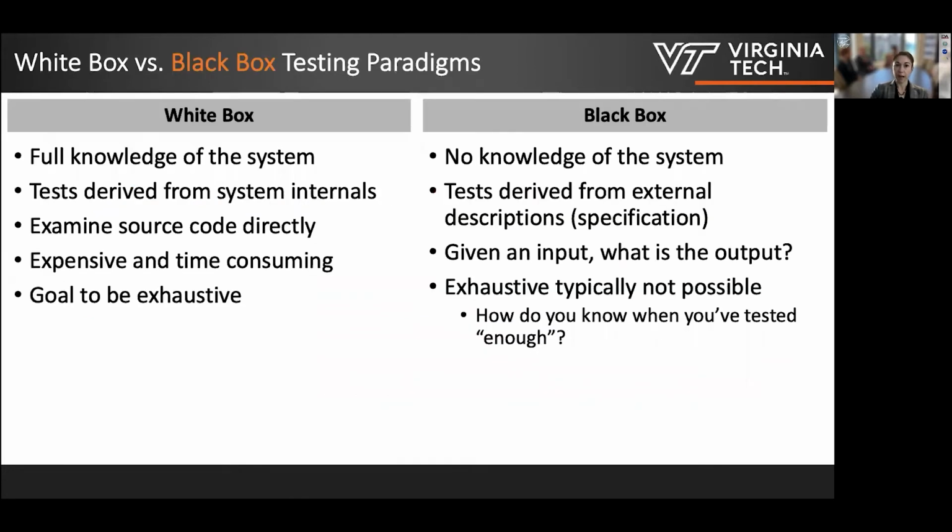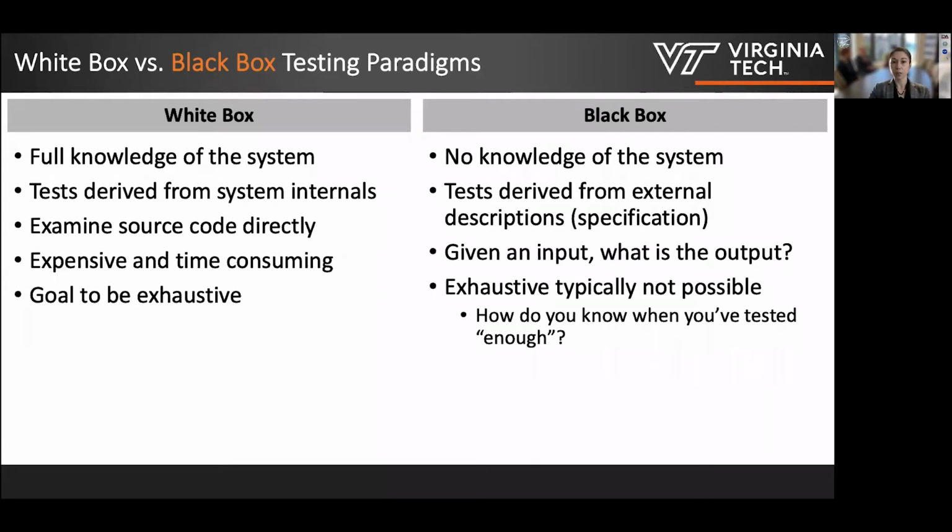We also have black box and white box testing paradigms. So white box is testing where we have full knowledge of the system. And so tests are derived from the system internals. We can examine the source code directly. But this tends to be expensive and time consuming. Its goal is to be exhaustive. We're typically doing this when we're doing, say, unit testing, looking at the lowest level.